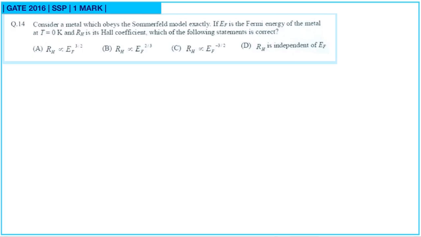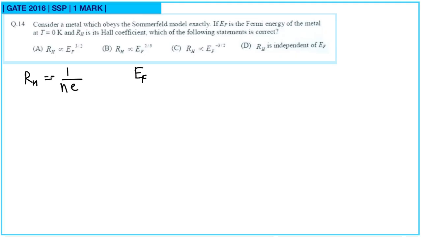Question number 14. Consider a metal which obeys Sommerfeld model exactly. If EF is the Fermi energy of the metal at T equal to 0 Kelvin and RH is the Hall coefficient, which of the following statements is correct? Now RH is equal to 1 upon Ne.